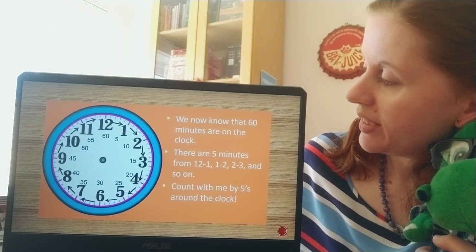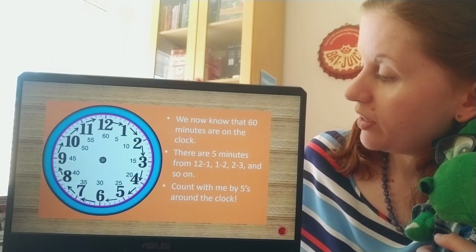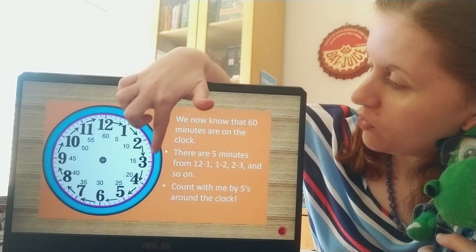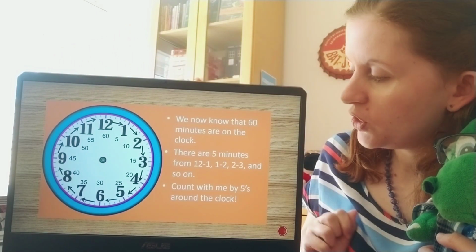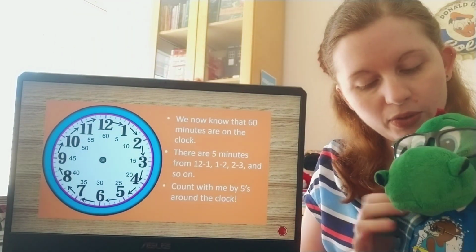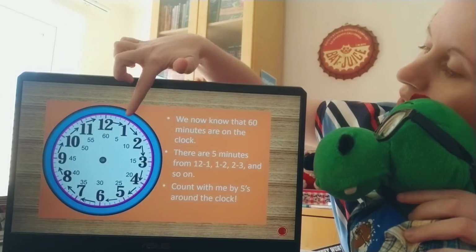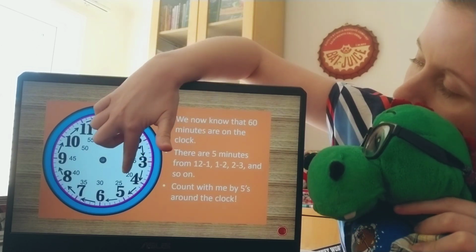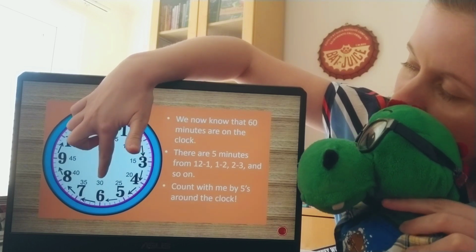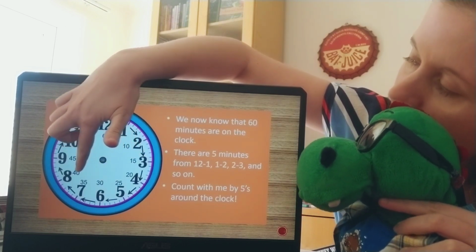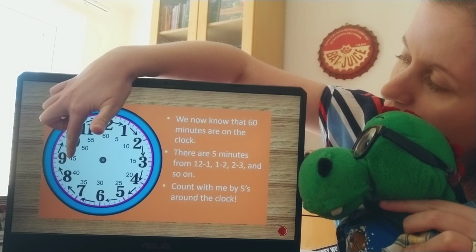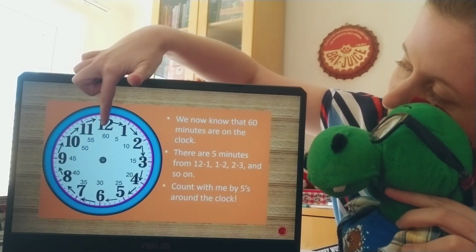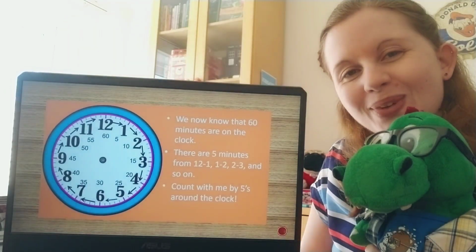We now know that 60 minutes are on the clock. There are 5 minutes from 12 to 1, 1 to 2, 2 to 3, and so on. Can you count with me in 5s around the clock, Puffles? Yeah. 5, 10, 15, 20, 25, 30, 35, 40, 45, 50, 55, 60. Did you count with Puffles as well?